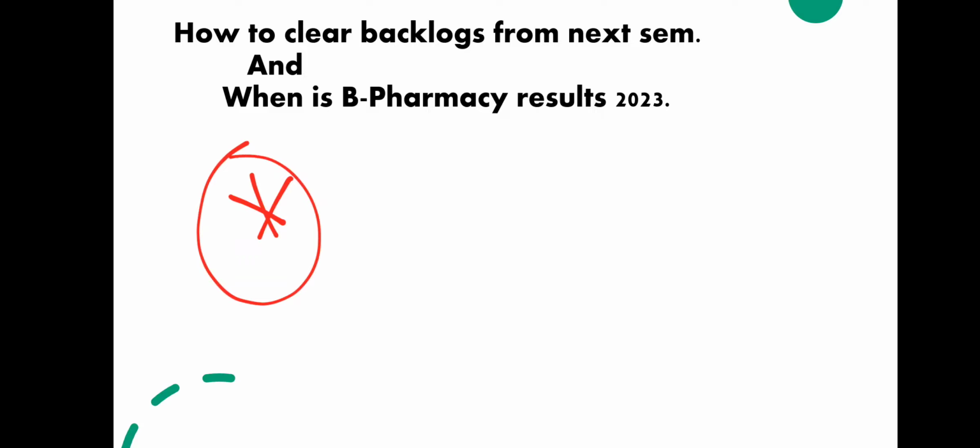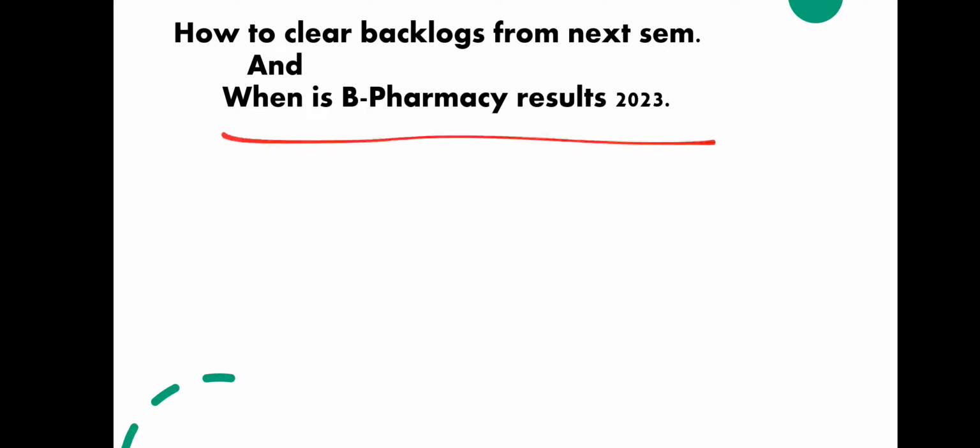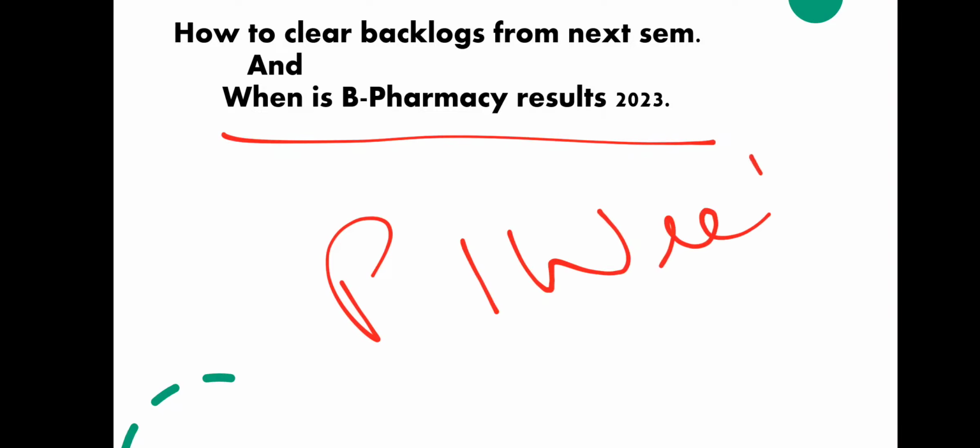Now, when is the B Pharmacy result? B Pharmacy result, still the practical examinations are going on. After the completion of the practical examinations, within 1 week you will get the result, within 1 week.